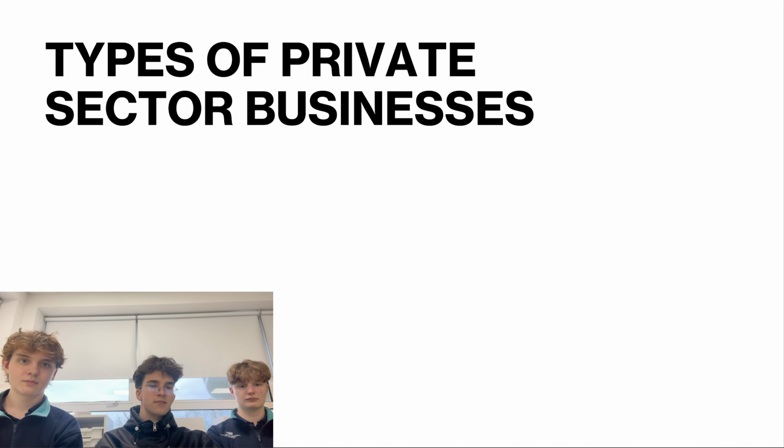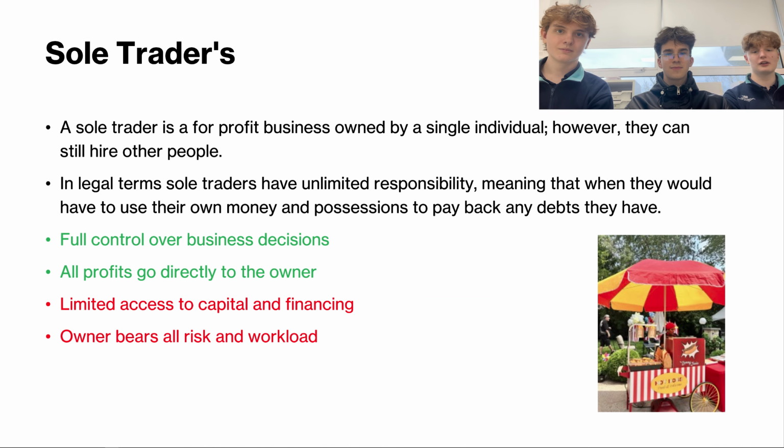Types of private sector businesses. So you have a sole trader, which is a for-profit business owned by a single individual. However, they can still hire other people. They have unlimited responsibility, meaning they would have to use their own money and possessions to pay back any debts they have. This is like a one-man show, like a hot dog vendor or some guy walking around the street selling something. It's like one of the lowest.